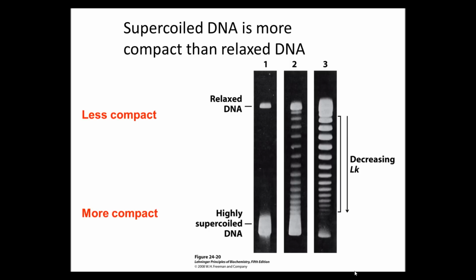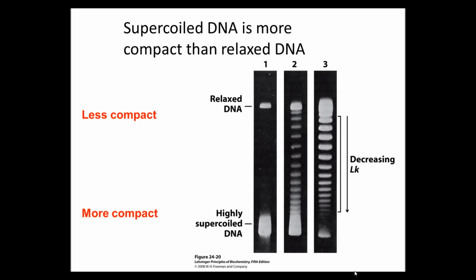Supercoiled DNA is more compact than relaxed DNA. And that's one reason why in cells most DNA is supercoiled, because DNA is a very long molecule, and so to compact it so it fits nicely in the cell, it's necessary for the cell to supercoil its DNA.